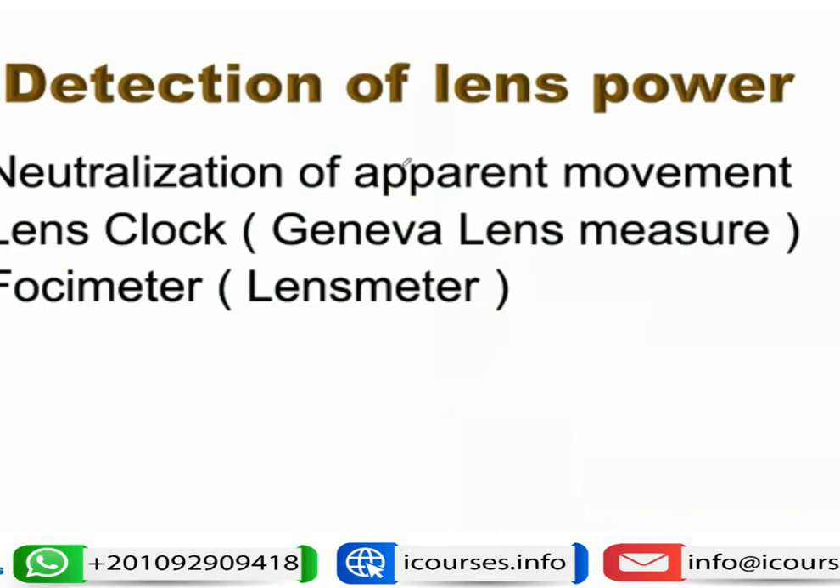The second way to detect the lens is to detect the lens power. So we now know if the lens is plus or minus. We can know if the lens is spherical or astigmatic, or if it's a prism, but we now need to know what the lens power is. So this can be done by several methods. The first one is called the neutralization of the apparent movement. Besides it, we will see later the lens clock or Geneva lens measure, the photometer or the lensimeter.